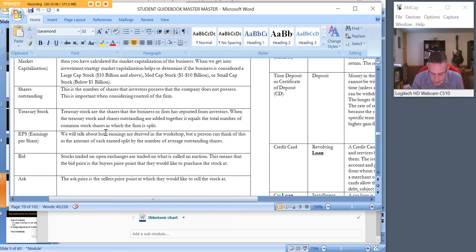Stocks traded on open exchanges are traded on what's called an auction. This means that the bid price is the buyer's price point that they would like to purchase the stock at. So you put out a bid. If you think of a regular auction, where somebody's raising their hand to bid a price, that's what this is in the stock exchange. Now, the ask price is the seller's price point at which they would like to sell the stock. So if you're going out and selling it, this is that initial dollar amount that's being asked.